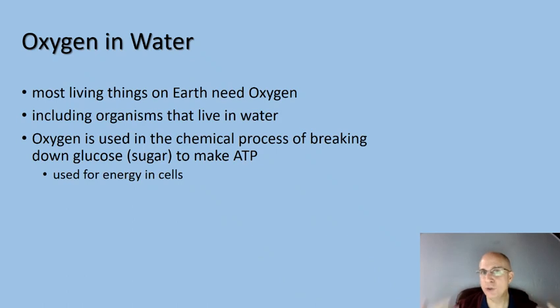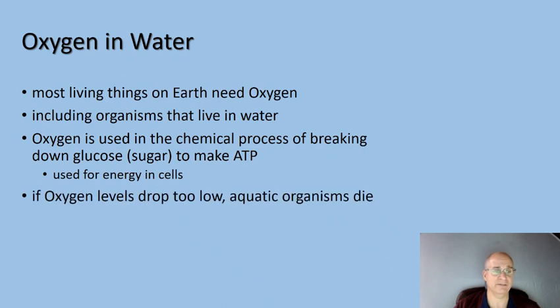Now, without getting too deep into the biology of this, oxygen is important because it's needed for the process of taking sugar, like glucose, and breaking it down to make another chemical called ATP. And ATP is the molecule that's directly used for energy by the cells. Cells gotta have it. Okay, so oxygen is necessary for this process of making ATP so that the cells can live. If the oxygen levels in the water drop too low, those organisms that live in the water can die.